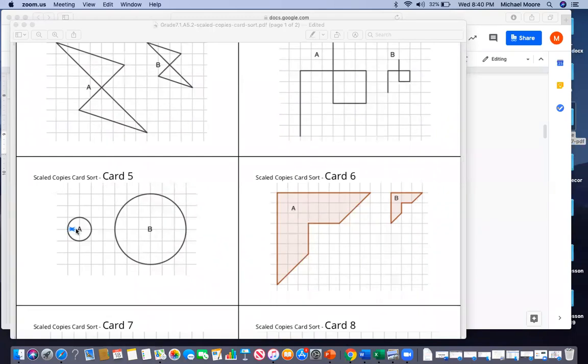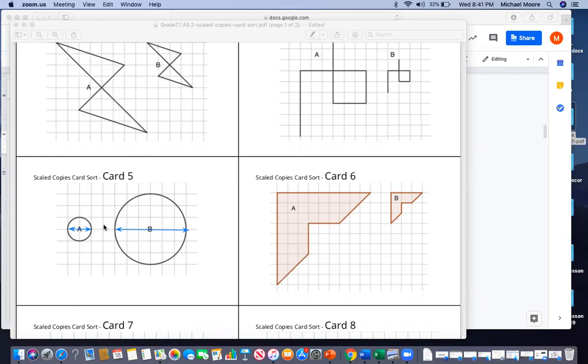circle. So 1, 2 units across the diameter. And in figure B, the copy, 1, 2, 3, 4, 5, 6. 6 in the diameter of figure B, the copy. And when we make that into a fraction, 6 over 2, we can multiply 2 times 3. We see that our scale factor here is 3.